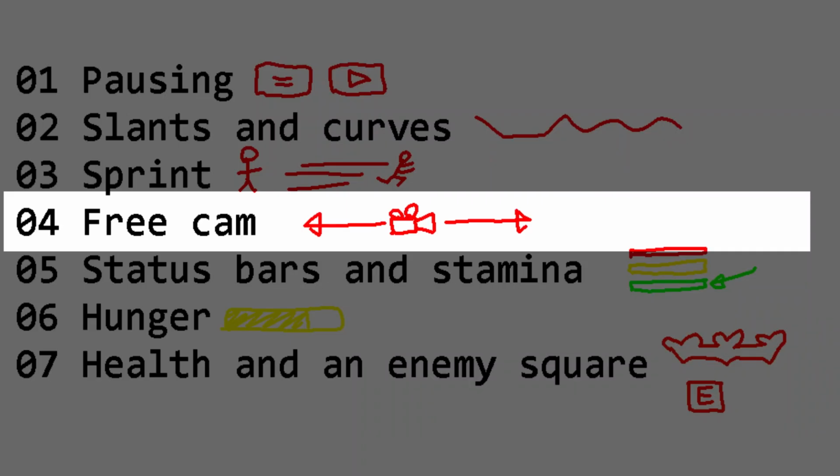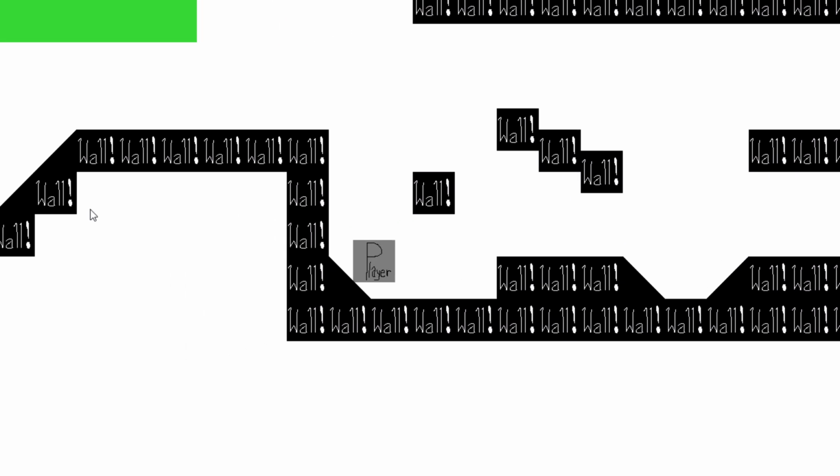Free cam. Sometimes the player might want to see what's ahead without running into the middle of a difficult fight. Pressing Control unlocks the camera from the player and lets them use their mouse to look side to side, for example, over this cliff to check if any enemies are hiding. Pressing any key locks the camera to the player again.